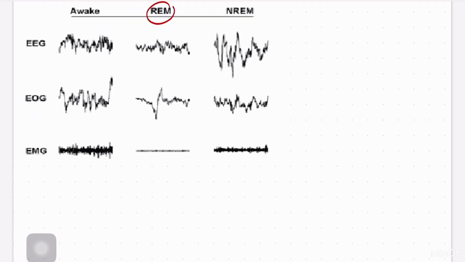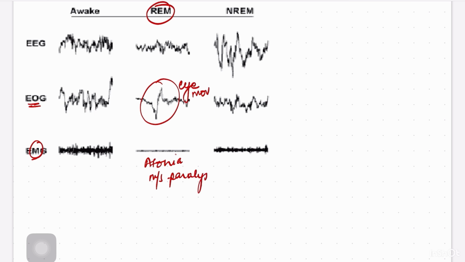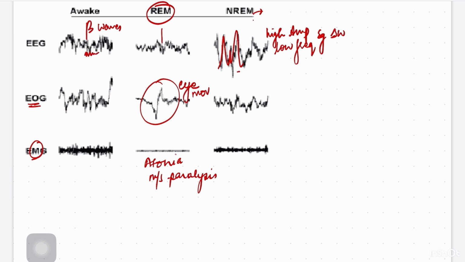Okay, in REM sleep cycle, you have your rapid eye movement in EOG, and in muscle, we can see it's atonia. Yeah, muscle paralysis. This is NREM, where we have high amplitude and low frequency brain waves, like for example delta waves, high amplitude but low frequency, and when awake you have beta waves with very high frequency. In REM also we have beta waves with very high frequency.